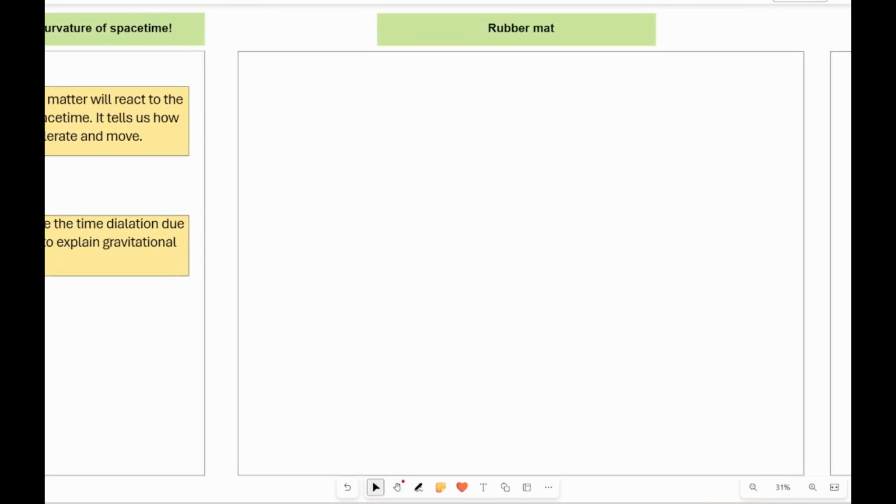So just to emphasize this a little bit, the rubber mat is a very popular way to describe the curvature of spacetime and gravity. If you have some sort of steel ball on a rubber mat, it's going to create some sort of curvature. And then if you add a little ball here, that ball is going to want to move towards the other one. Makes sense. Well, let's do the same thing.